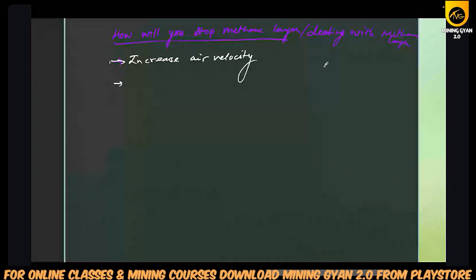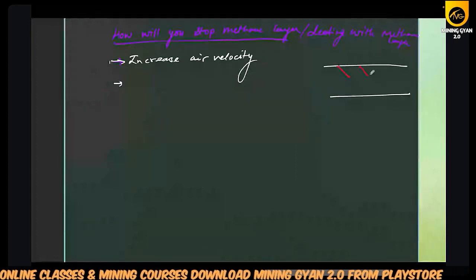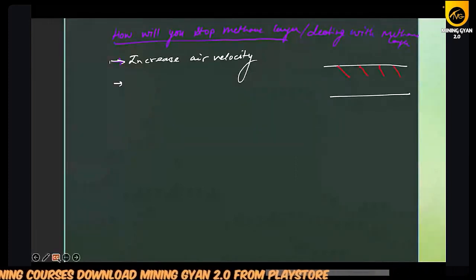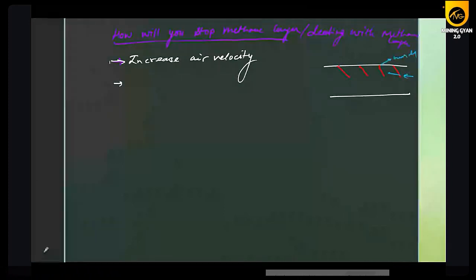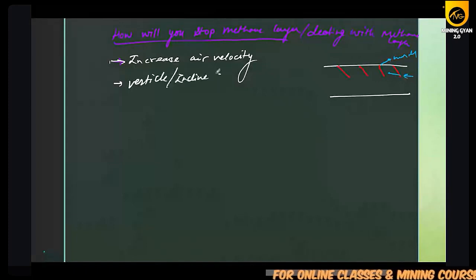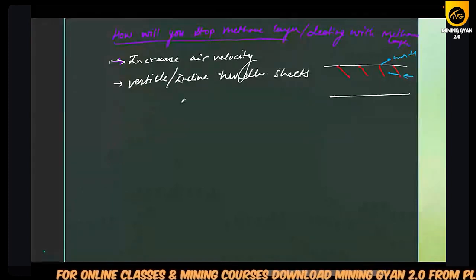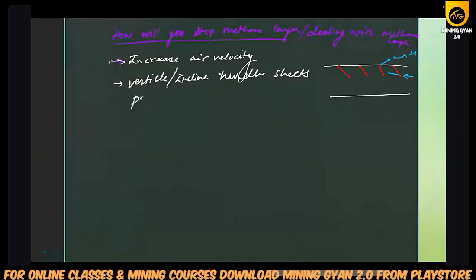Suppose this is your passage, then you will put some incline bars. When the methane layer is traveling, it will be stopped, it will work as a hurdle. So I can write: vertical or incline hurdle sheets, put or use near the roof.